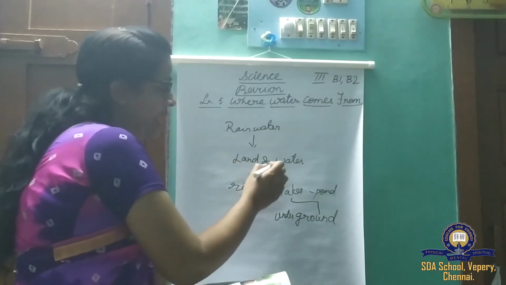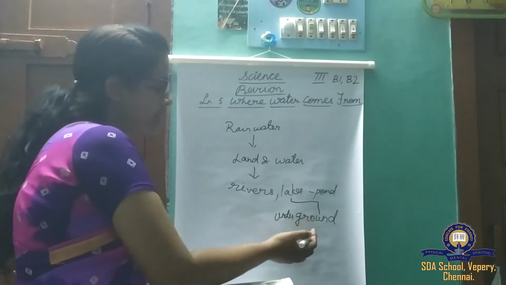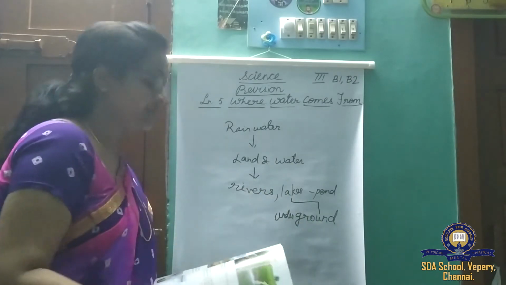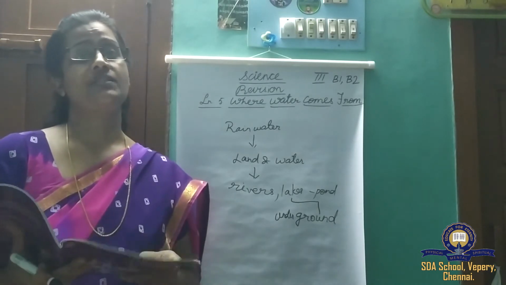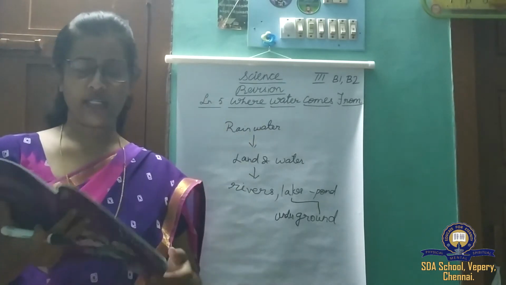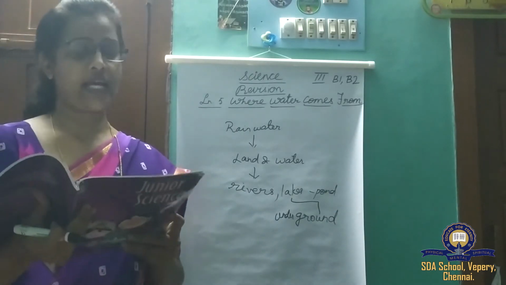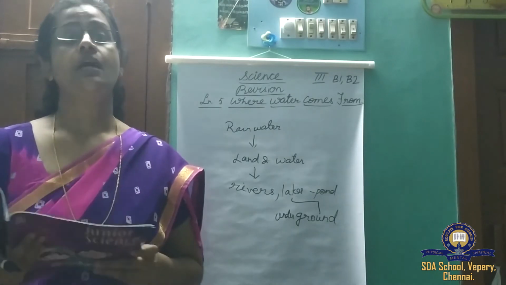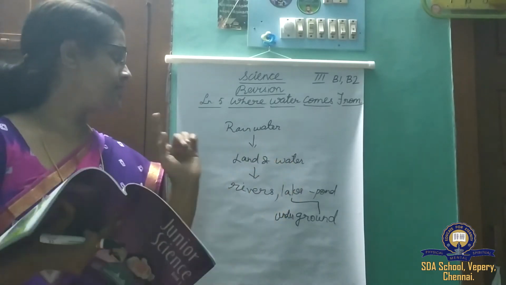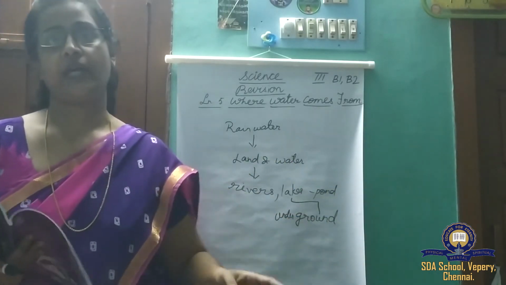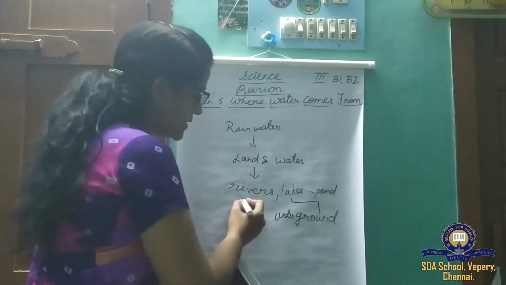Some rainwater goes into land. It mixes with rivers, lakes and ponds, and some directly goes underground. This is called underground water. Where does the water from under the ground come from? It comes from the rain. Rainwater flows down hills and slopes, you can see it in the picture, and some of the water fills ponds, rivers and lakes. From rivers it then flows into the sea.